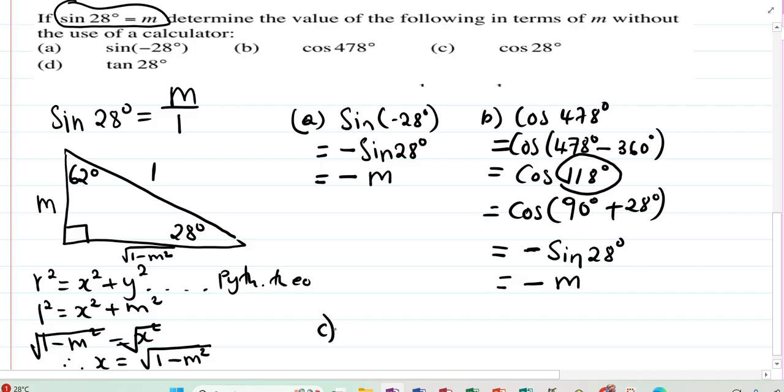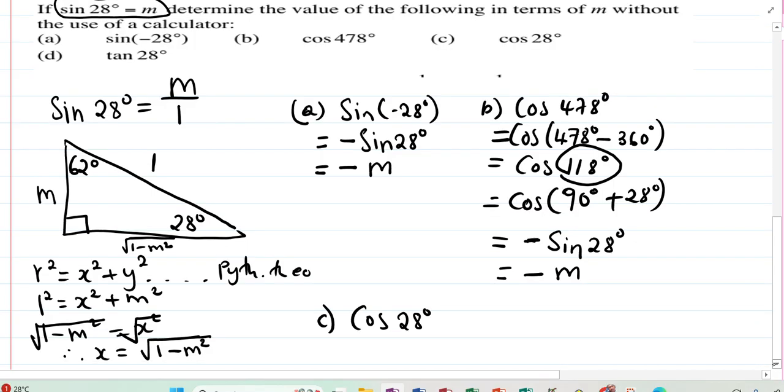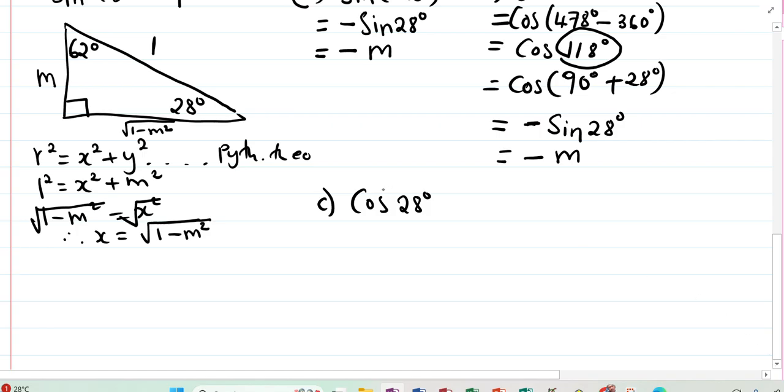We're moving on to C. C, they said calculate the cosine of 28 degrees. So we check, do we have 28 degrees in the diagram? Yes, we have 28 degrees in the diagram. So what is the cosine of 28 degrees? It is adjacent, which is the square root of 1 minus m squared over 1. That is our answer.